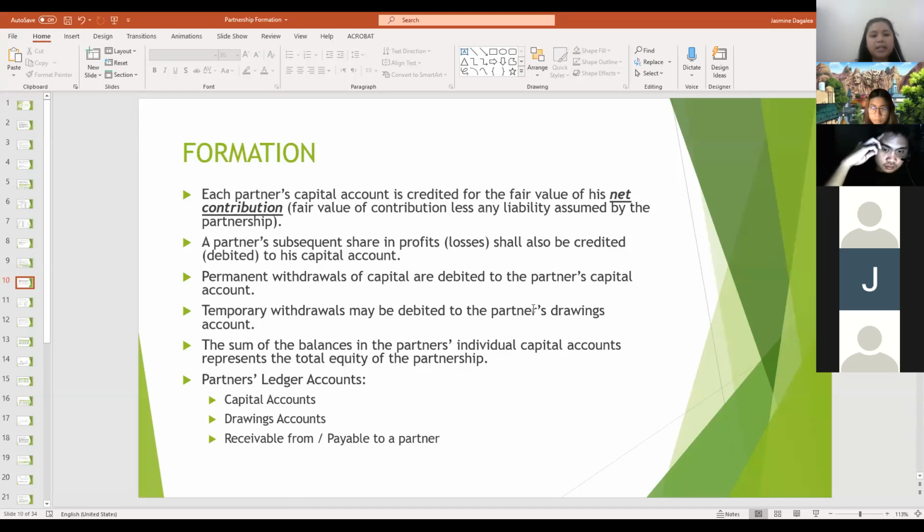A partner's subsequent share in profits or losses shall also be credited or debited to his capital account. So let's say, for example, at the end of the period, may share in profit. Partner A and B have equal share in profits or losses. Meron silang 50,000 each share in profits. So this 50,000 profit will be credited to their capital accounts. If may loss naman, debited to their capital accounts.